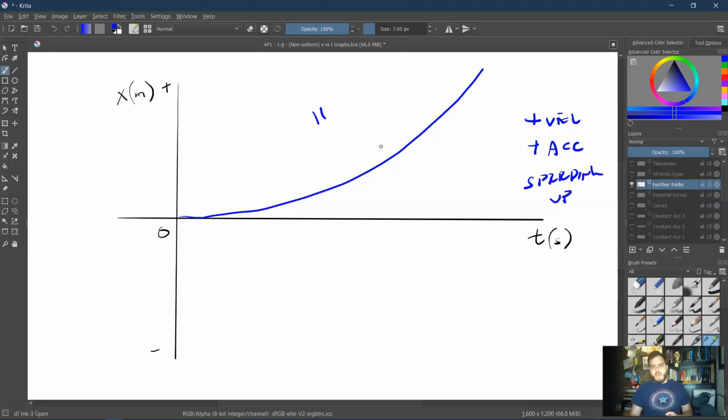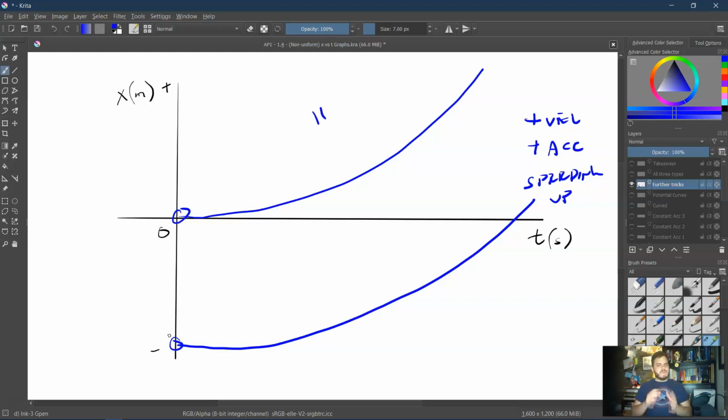But this is not the only situation where I can have all these factors. What happens if I start down here and do basically the exact same shape? Well, the slopes are still positive velocity. Still smiley face, so still positive acceleration, and the slopes are still getting steeper, so it's still speeding up. So even though these two graphs have two different initial positions, that doesn't matter. We still get the same sort of analysis.